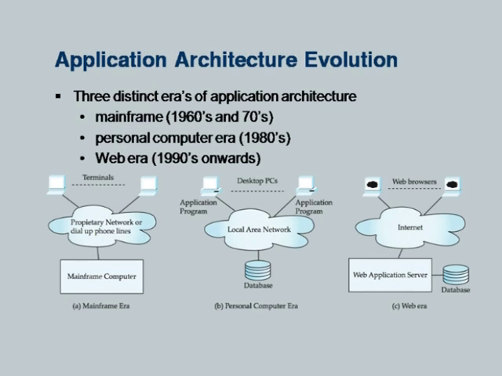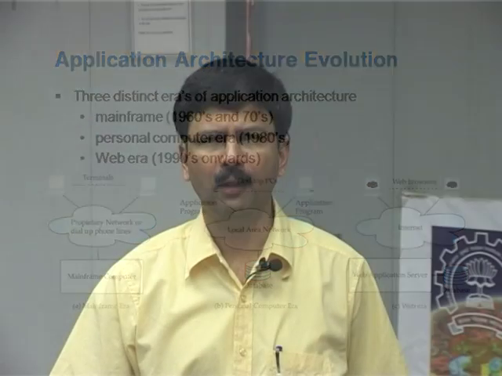Okay, so that's a quick overview of what we want to do. Now here is a diagrammatic representation of the evolution of applications over three eras. The first era was before the PCs. In that era, the only computers, real computers, were big mainframe machines which sat in a data center and cost millions of dollars, crores of rupees. And the users were, you know, nobody had machines in their home.